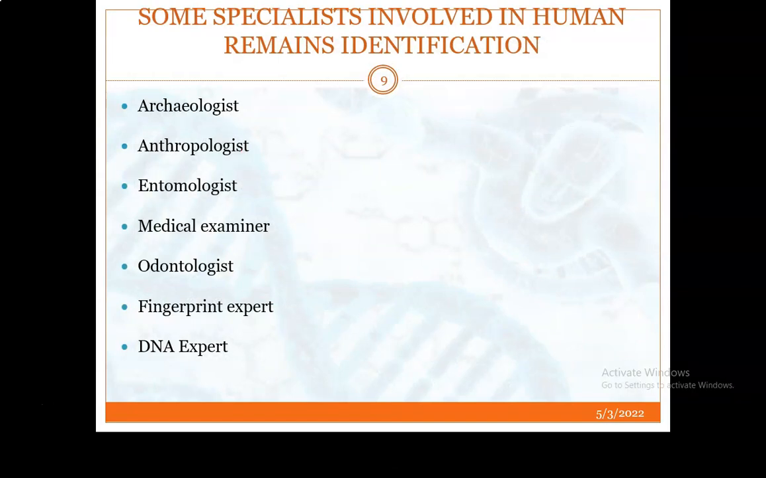Now, some specialists involved in human remains identification. We can employ the services of these specialists in identifying a human remain. One is an archaeologist. Two, an anthropologist. An entomologist. A medical examiner. An odontologist. Fingerprint expert. And also a DNA expert.